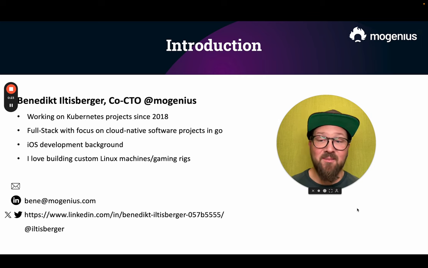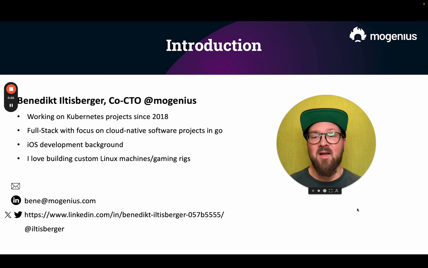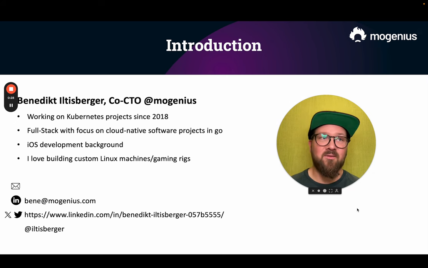So I'm the co-CTO at Mogenius and I've worked with Kubernetes since 2018, so a couple of years. I'm focusing on the API of Kubernetes and also on Kubernetes usage as a DevOps engineer. I'm also a full stack developer, and my go-to language is Go, and I have a background in iOS development, but that was a long time ago. In my free time, I love building custom Linux machines and gaming rigs.